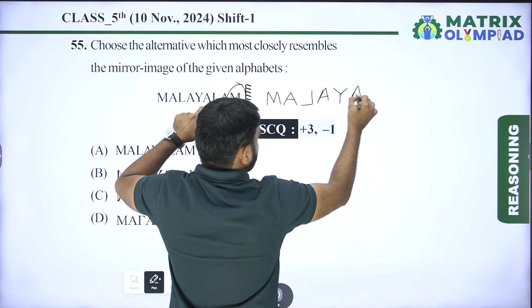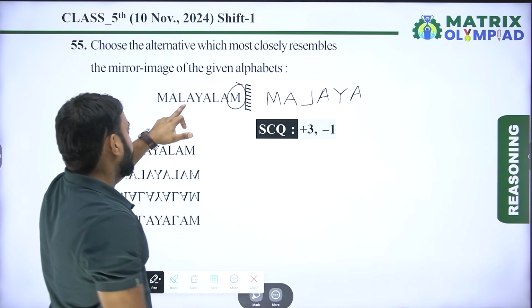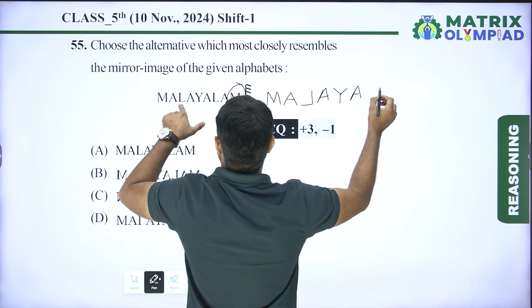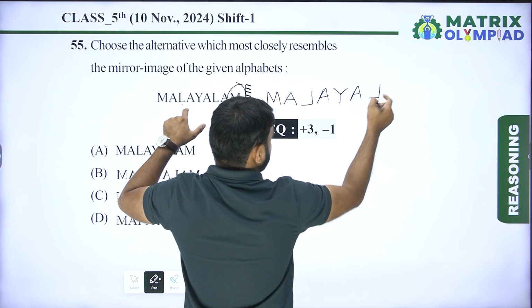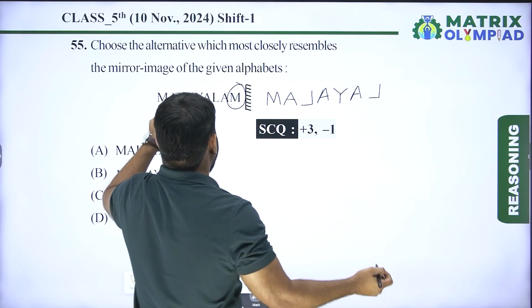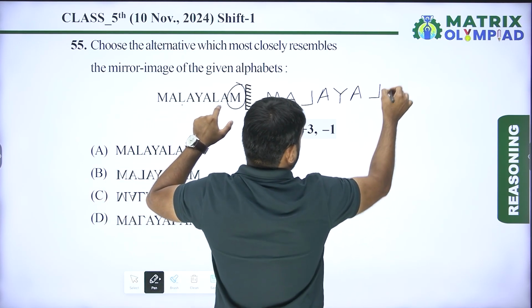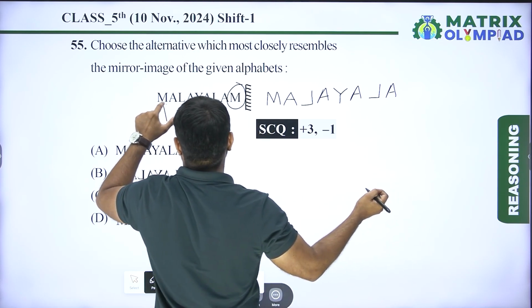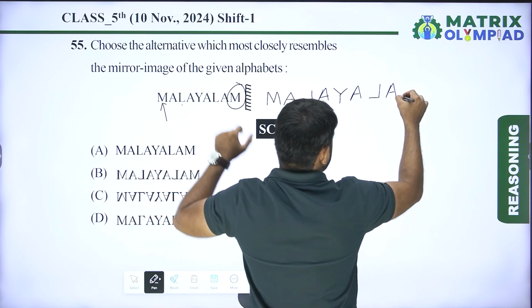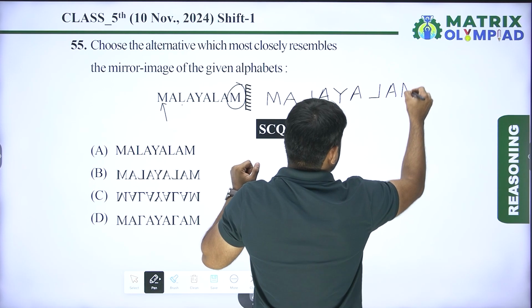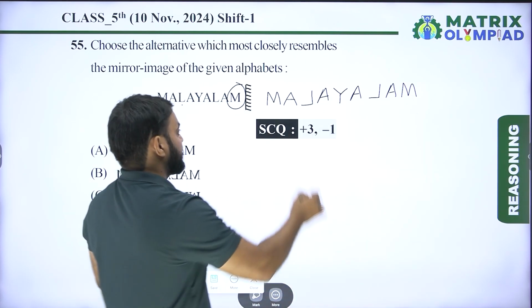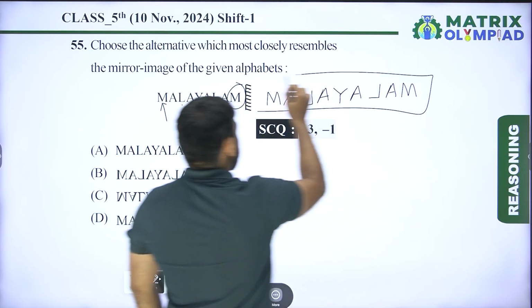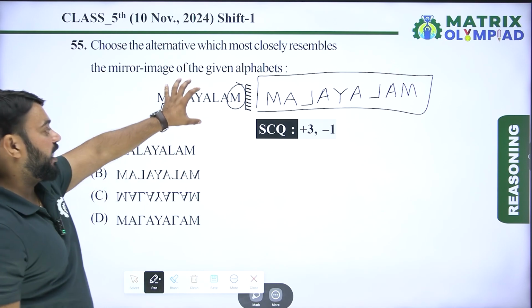Again, find the mirror image of A. This is mirror image of A. Now next, find the mirror image of L. This is mirror image of L. Now again, find the mirror image of A. This is mirror image of A. And now at last, find the mirror image of N. So mirror image of N looks something like this. So this is the correct mirror image of given alphabets.